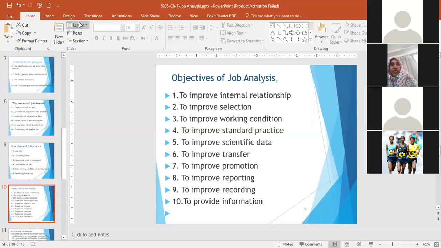This is logical, and then to improve transfer of our employees. Because one institution may have more than one branch.